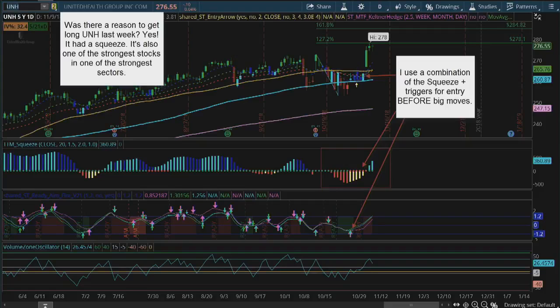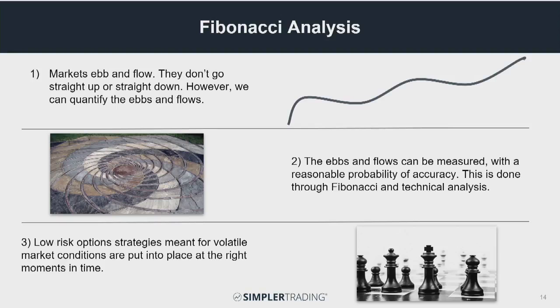With this one, really what I wanted to show is that you want to be in it before it takes off. That is the squeeze. What is the next part of that? Fibonacci analysis. So markets ebb and flow. They're not going to go straight up or straight down. However, we can quantify these ebbs and flows. They can be measured with a reasonable probability of accuracy, and this is done through Fibonacci and technical analysis.